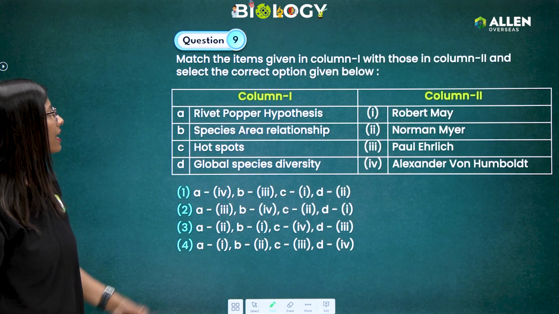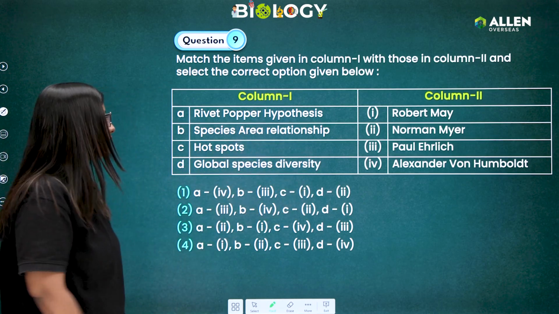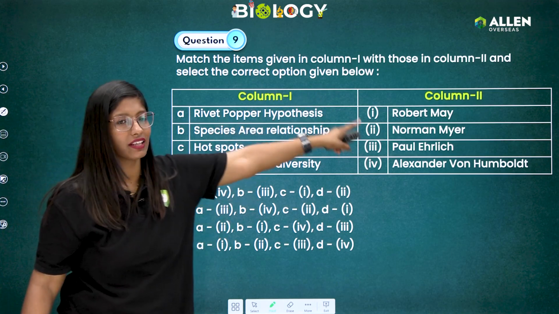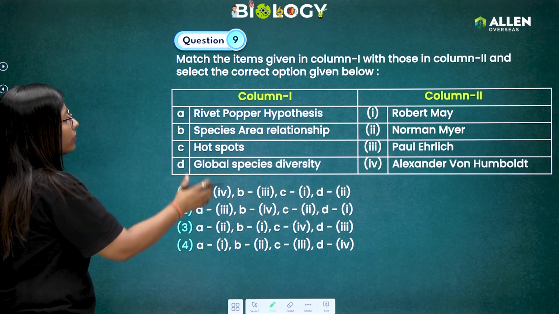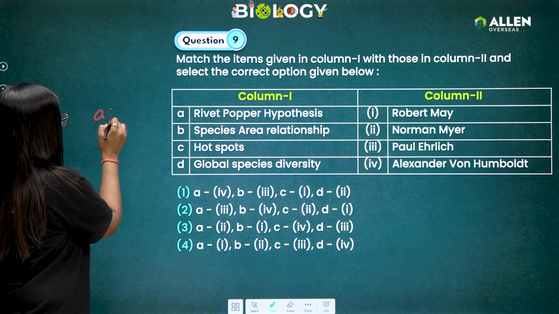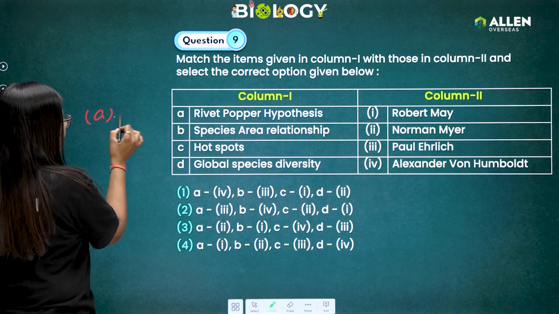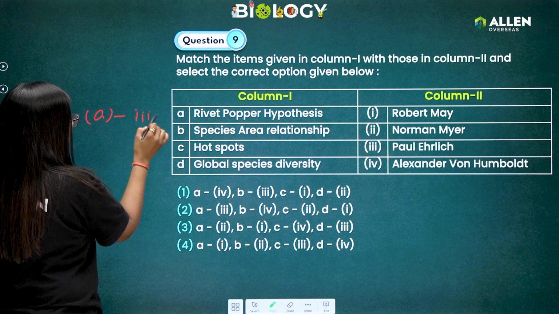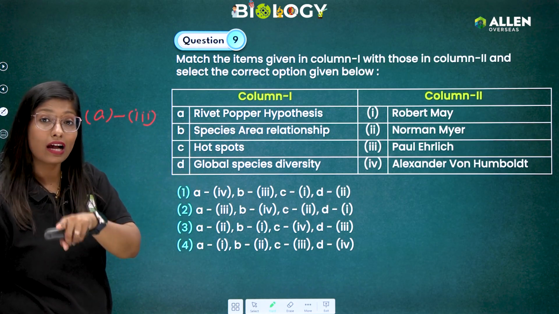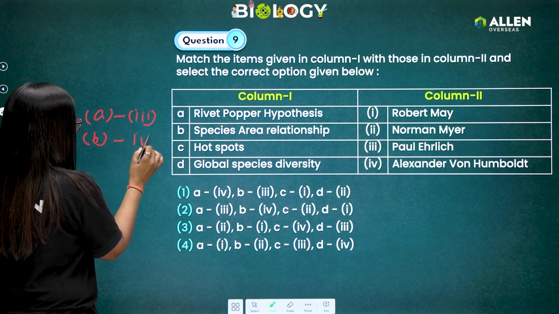The next question says, match the items given in the column 1 with those given in the column 2. So here they have given you some hypothesis and some information, and here they have given the names. So here if you will remember Rivet Popper hypothesis. So this particular hypothesis was proposed by Paul Ehrlich, right? So A matches with 3. Next is species area relationship. The species area relationship graph was given by Alexander von Humboldt. So B goes with option number 4.